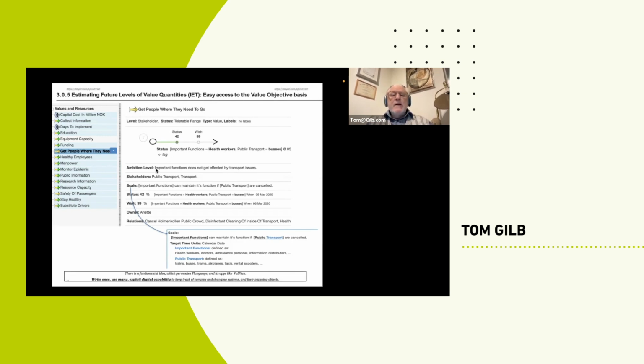Here's the top management spouting of the idea: important functions should not get affected by transport issues. Here are the stakeholders. Here is a scale of measure, which is my way of clarifying inequality. Here's where we are today. The state is 42% for health workers on buses. And here's the wish level, the desire of the stakeholder to get to 90% by a certain date.